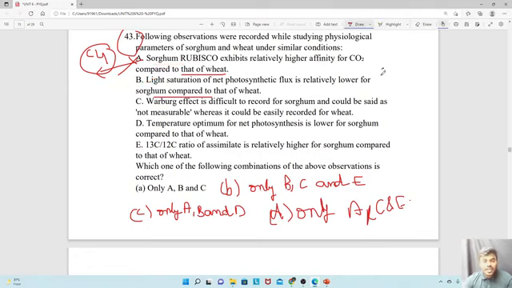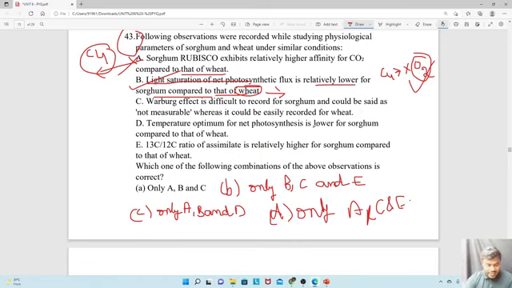You all know very well. In the C4 pathway there is no photorespiration, which means there will be no oxygen fixation. But in the C3 pathway, in wheat, there is a chance that photorespiration occurs. So that's why light saturation of net photosynthesis flux is relatively lower for sorghum compared to wheat, because in wheat photorespiration is possible. And option B is right. Warburg effect is difficult to record for sorghum and could be said as not measurable, whereas it could be easily recorded for wheat.